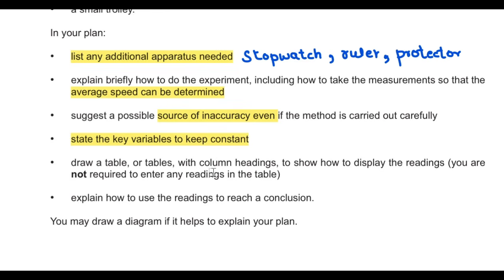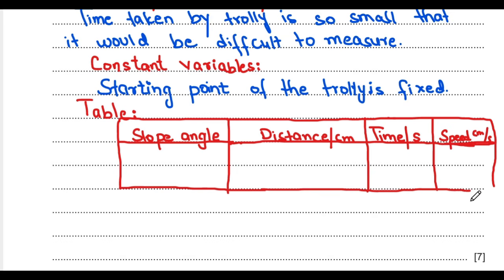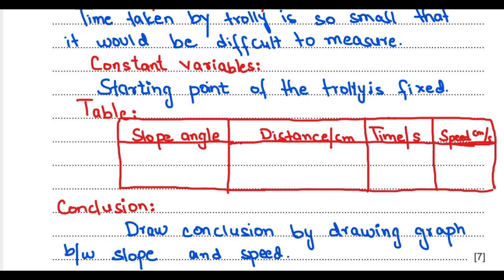Then it is saying draw a table with column headings to show how to display the readings, and you are not required to enter any reading in the table. So this is the table we are going to draw. In the first column we are going to write angle, then distance, time, and then we calculate speed from distance and time. After it, to go to conclusions, we will draw conclusions by drawing a graph between the slope of the ramp and the speed of the trolley to compare the results.